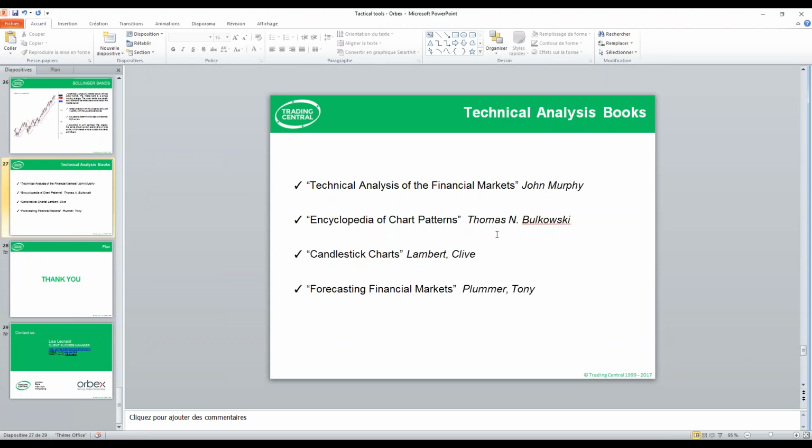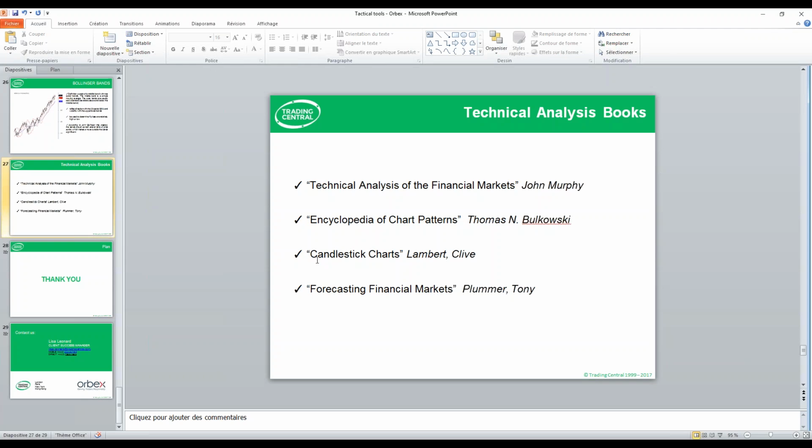Then you can also have a look at the Bulkowski book, which is called Encyclopedia of Chart Patterns. This one is very interesting for backtesting patterns. Bulkowski has backtested a lot of patterns, so it can help you to identify which patterns are the most relevant, have the highest probability to reach their theoretical target. So that's also a very interesting book.